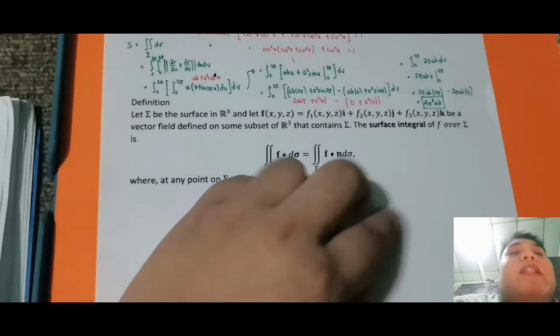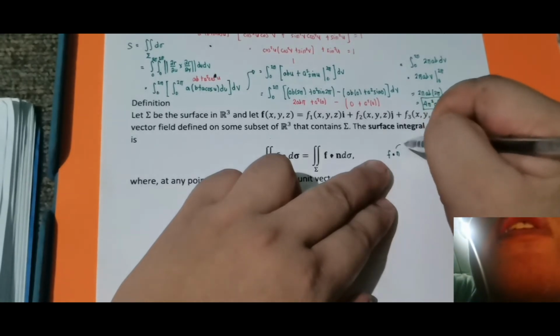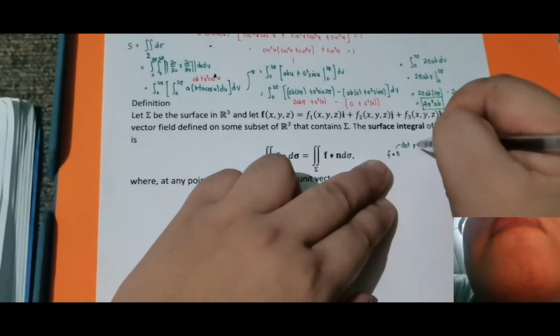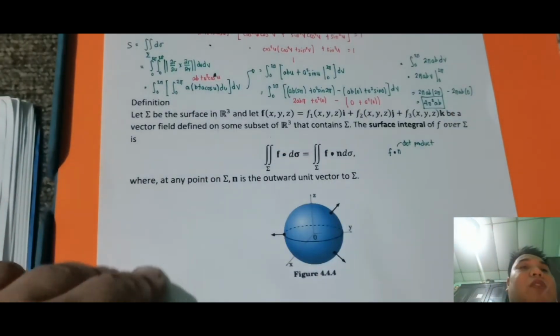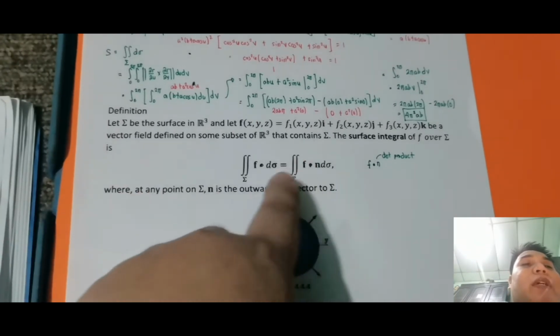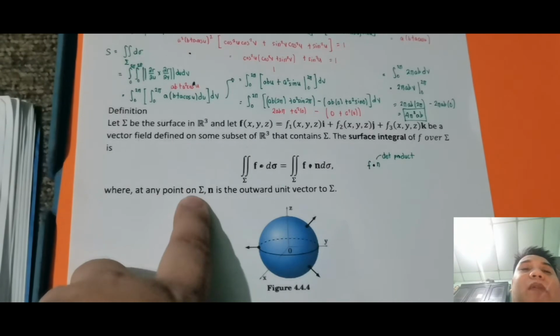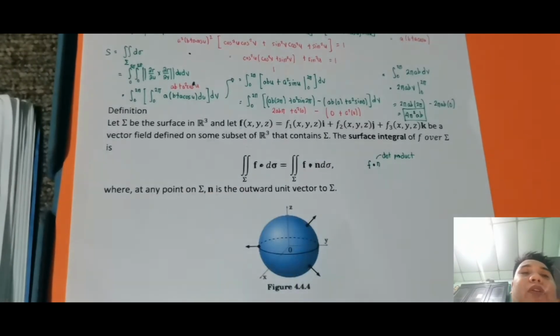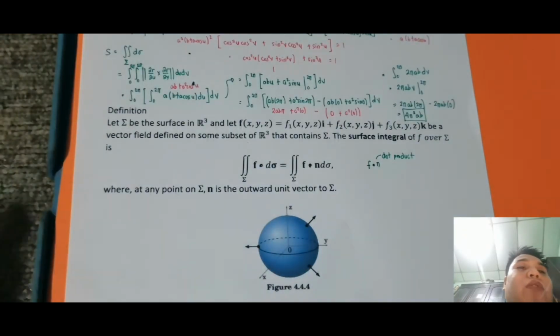So how is that? F dot n. Meaning the F dot n is a dot product, which is somewhat easier, because the cross product part is gone. So there is nothing to do. So what is n, by the way? At any point on the surface sigma, n is the outward unit vector. So again, outward unit vector. This is the surface, and we have what we call the outward unit vector.